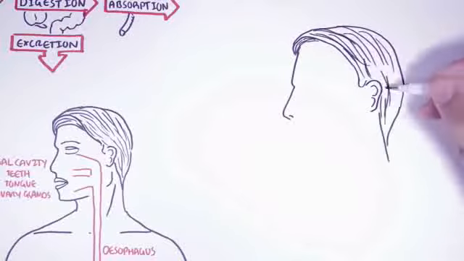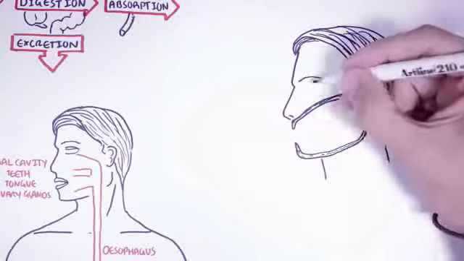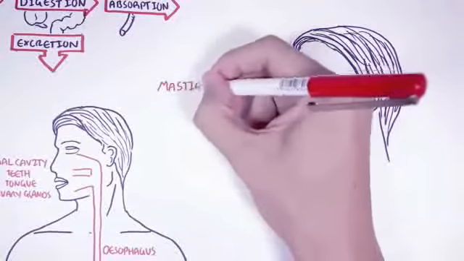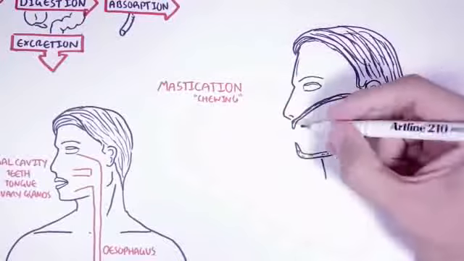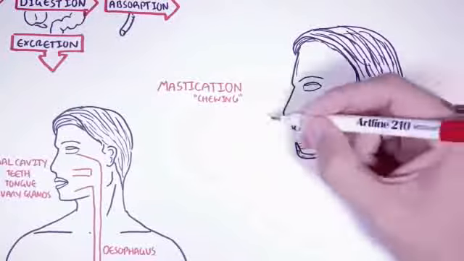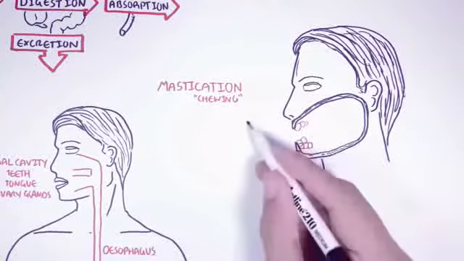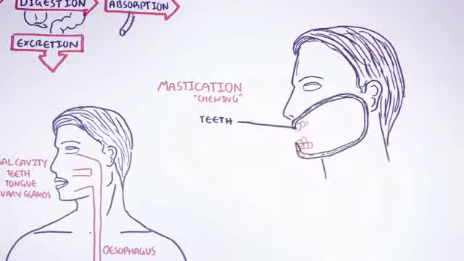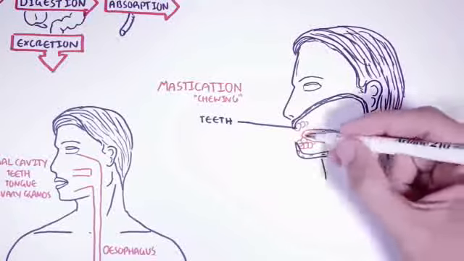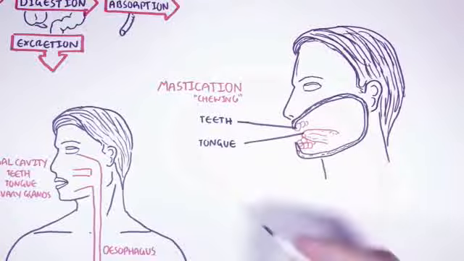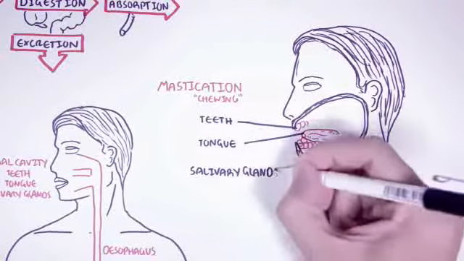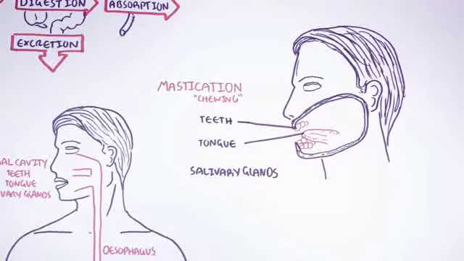So food enters the oral cavity. The process called mastication occurs, which is essentially chewing. Food will be broken down mechanically by the mouth, teeth playing a key role. The tongue plays a role in tasting the food as well as mixing the food around, while the salivary glands within the oral cavity secrete saliva, which lubricates the food.